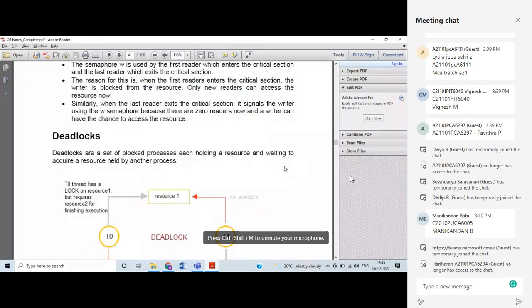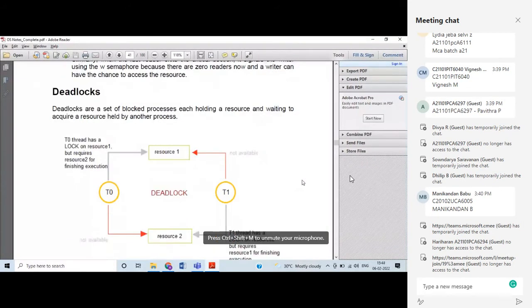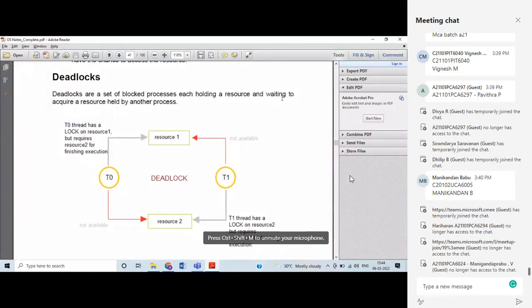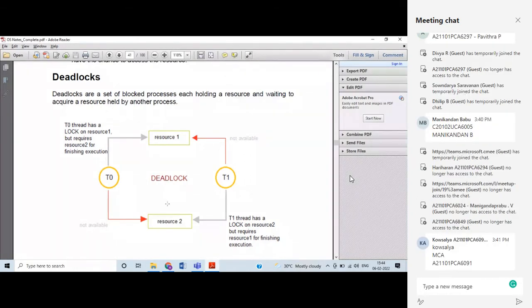Okay ma'am, no problem. So this is also again like a producer-consumer problem only. And then we will directly go to the deadlocks concept. Deadlocks are a set of blocked processes, each holding a resource and waiting to acquire a resource held by another process, like our philosophers problem. So this is one example for deadlock.